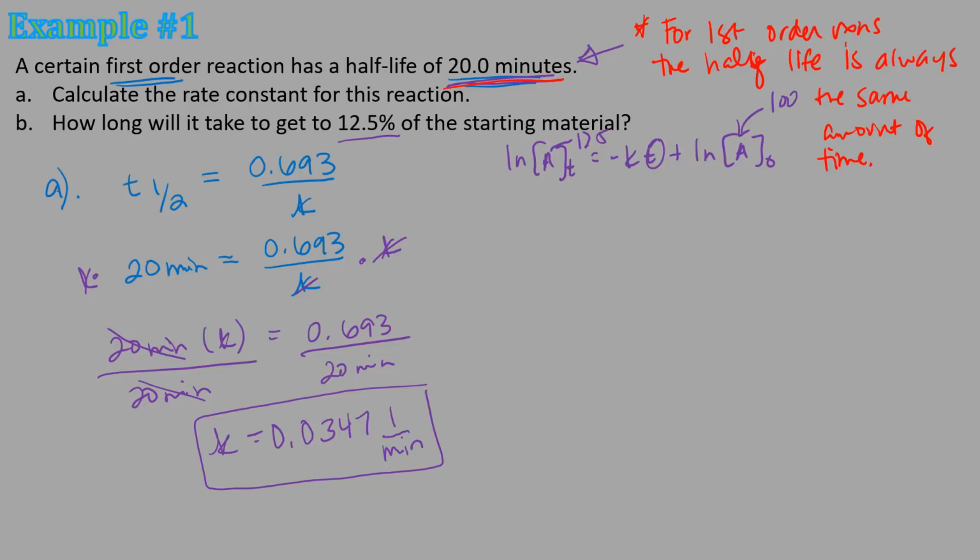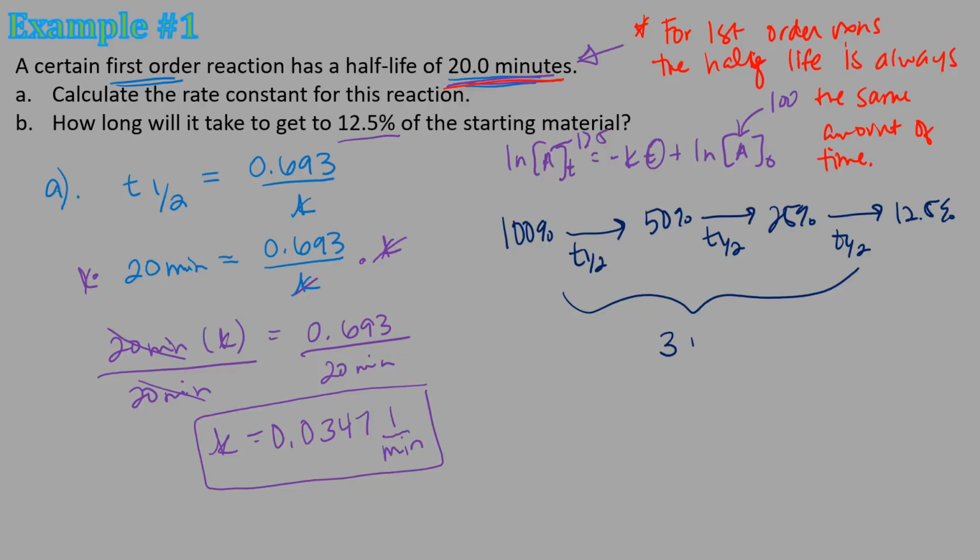All right, so I'm going to say if I have 100% that I'm starting with and I go through one half-life, then I would have 50% because that means half of it is gone. Then I'm going to go through another half-life, and that means that I would end up with 25% because half of 50% is gone. Then I go through another half-life, and I get 12.5% because half of 25 is 12.5. So that means I've gone through 3 half-lives, and each half-life is 20 minutes. So 3 half-lives, 20 minutes, that means that 60 minutes it will take to get to 12.5%.